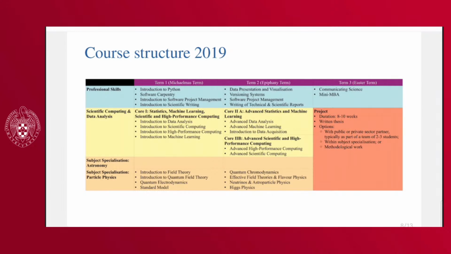In the third term, our students write a project thesis. Now this is done alone because that is how we have to do this with MSc students. The duration is typically of the order of 3 months. It ends in a written thesis of about 30 pages, and they have different options, either with a public or private sector partner. For this case, when we do public or private sector partners, we have very few of them. We typically form teams with very individual tasks, or within their subject specialization, so either astronomy or particle physics, or they do some methodological work, because not all of our intake were really interested in astronomy or particle physics.